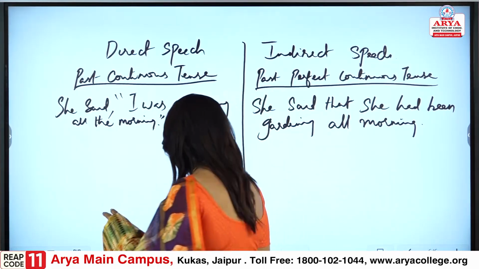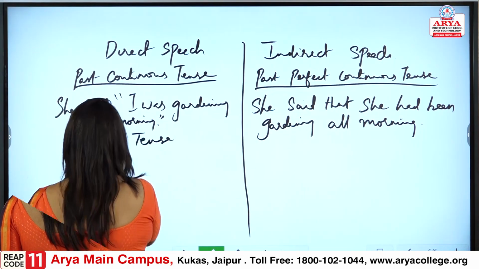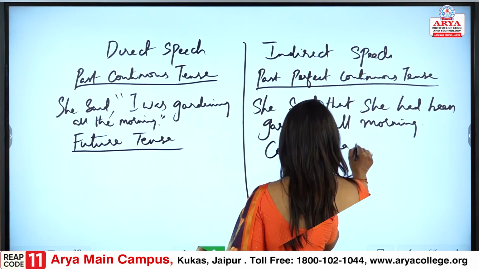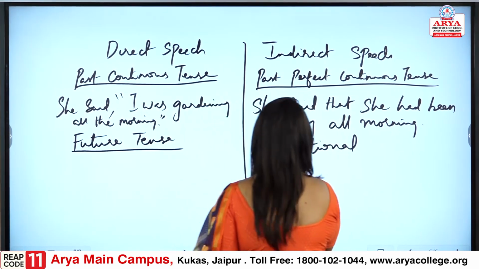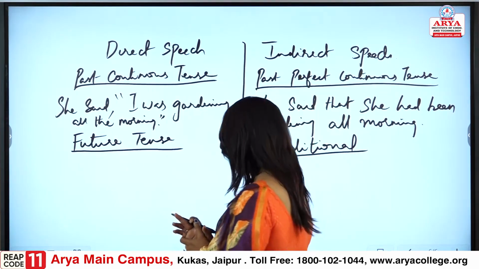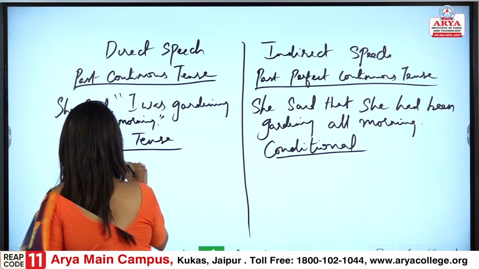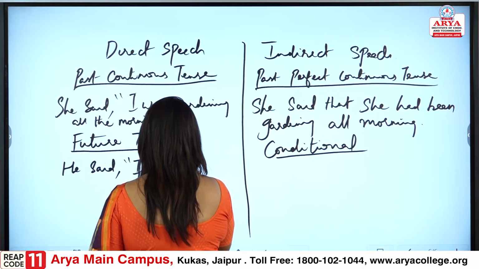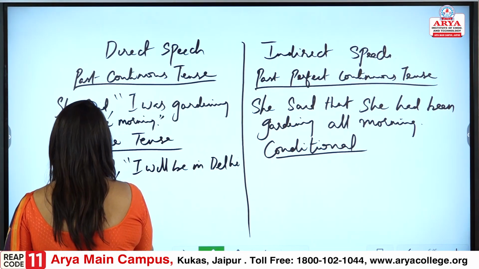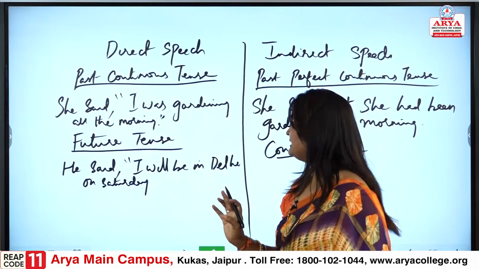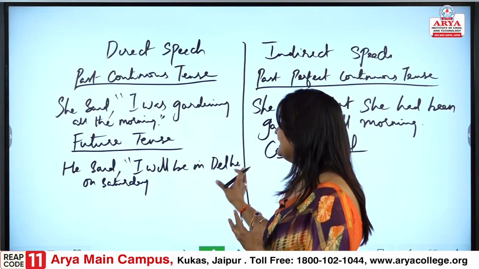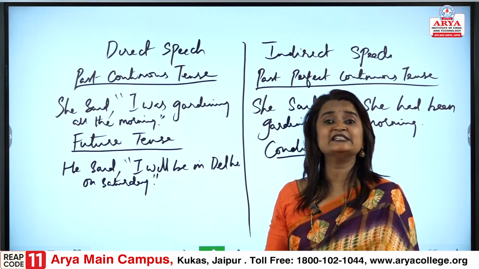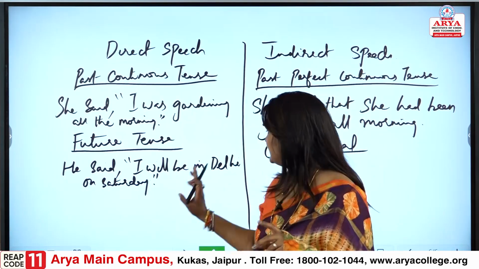Next, let us go for future tense. When future tense is converted, it becomes conditional. How? Let us understand it. He said, I will be in Delhi on Saturday. So, when we are looking at this statement, it is for the future that he has told. He is going to go to Delhi on Saturday.